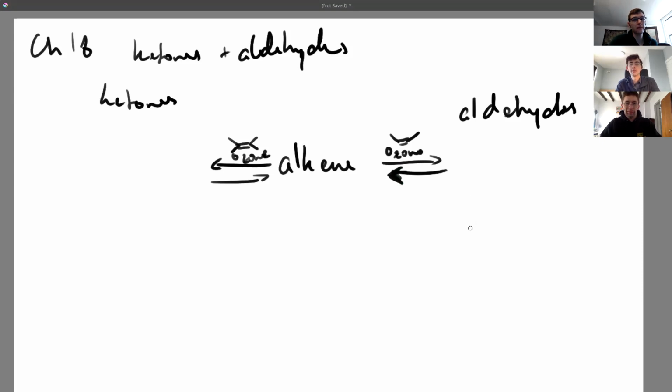I think, is that the Wittig? Yeah, exactly. So this is the Wittig reaction. Okay. Yeah, the Wittig reaction is really a powerful reaction.